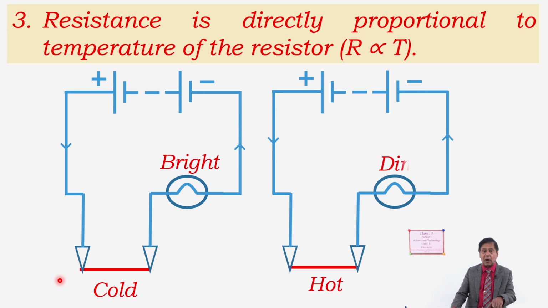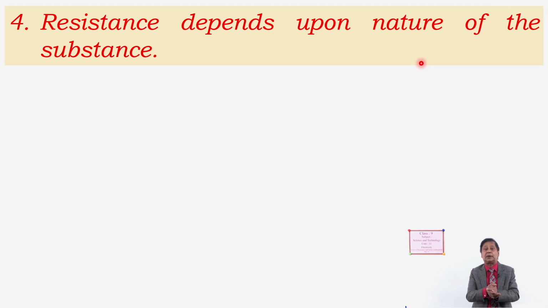And when the same wire is heated to a high temperature and connected, the bulb is found to be dim. It means the hot wire has high resistance, and the cold wire has less resistance. Resistance is directly proportional to temperature. Okay. Now next, resistance depends upon the nature of the substance.